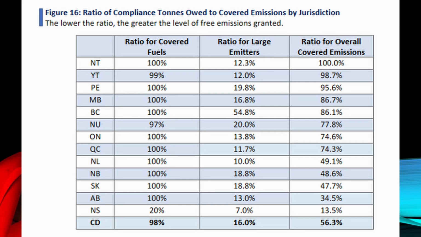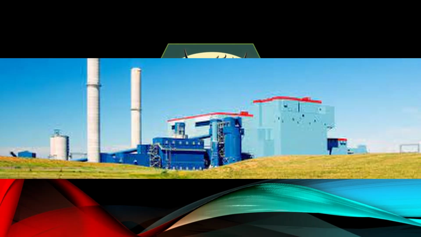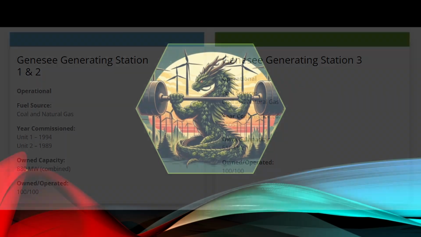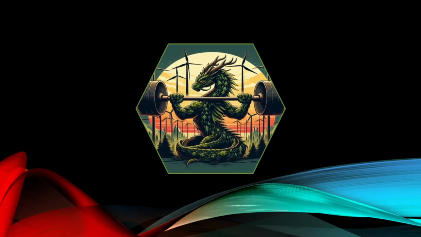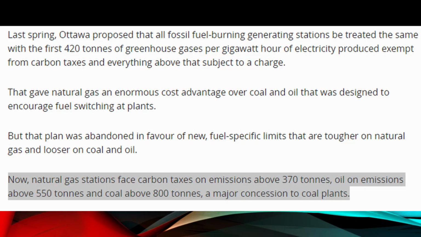To better illustrate this example, let's use the Genesee generating station coal plant here in Alberta. The total facility has about 1,400 megawatts of installed power, which is approximately split between natural gas and coal 50-50. From what I could find, the exemptions on coal are about 800 tons per gigawatt hour, and for natural gas, it's about 370 tons per gigawatt hour.